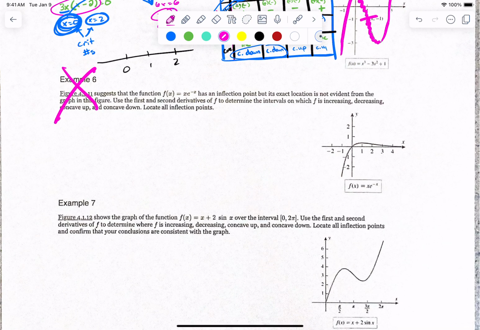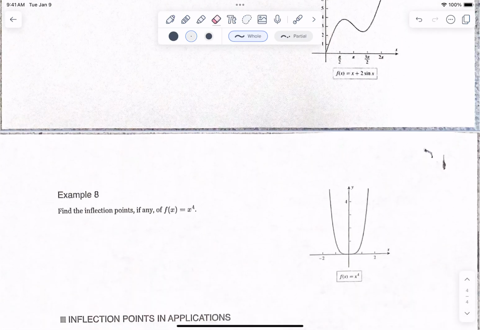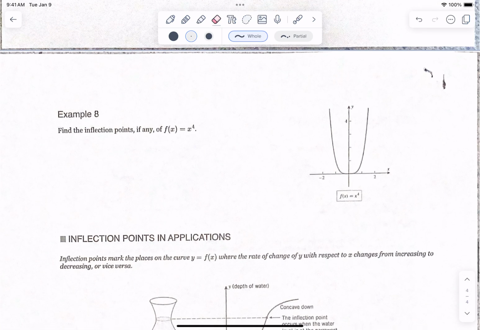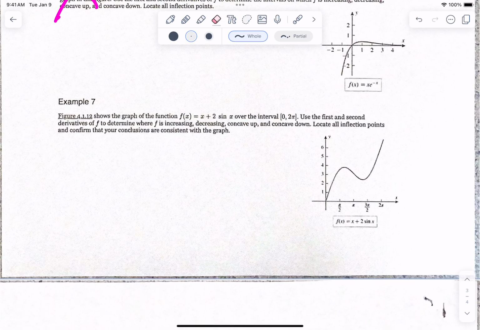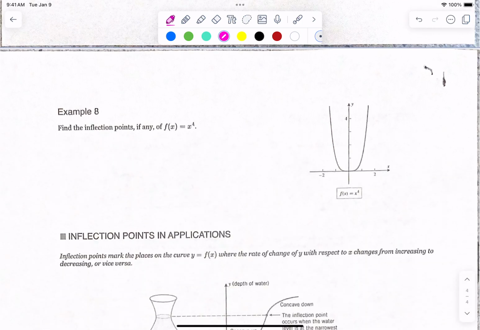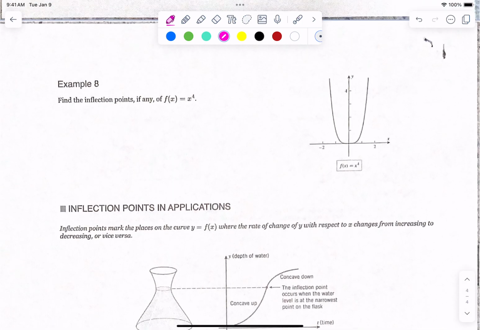Let's skip example 6. Yay. Get out of here. And 7 and 8. Let's skip example 7. Let's go to example 8. Yay. Skip 7. Blah, blah, blah. Let's talk about example 8. And that'll be it.